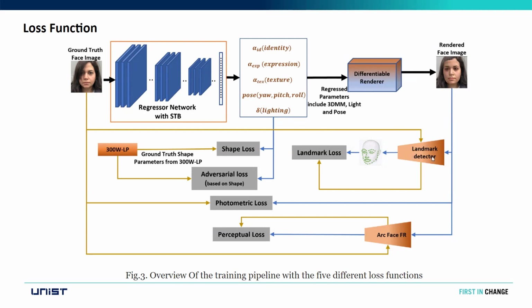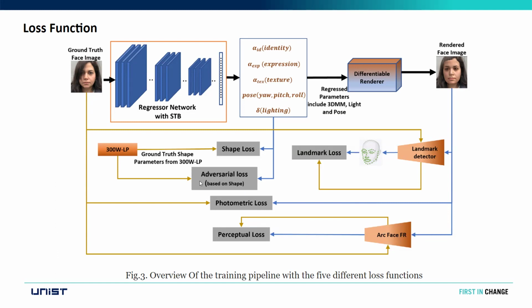They just use a landmark detector to detect 68 key points on the face, and they use those detected key points to calculate the landmark loss. And ArcFace is the deep feature extractor, which is based on the VGG 19 architecture, and they use that to get the deep features of the input and the reconstructed image.